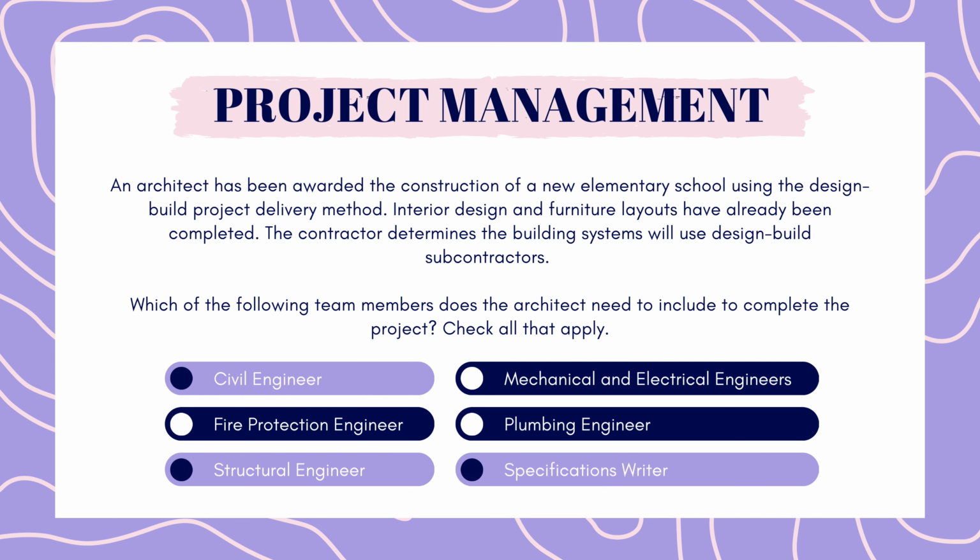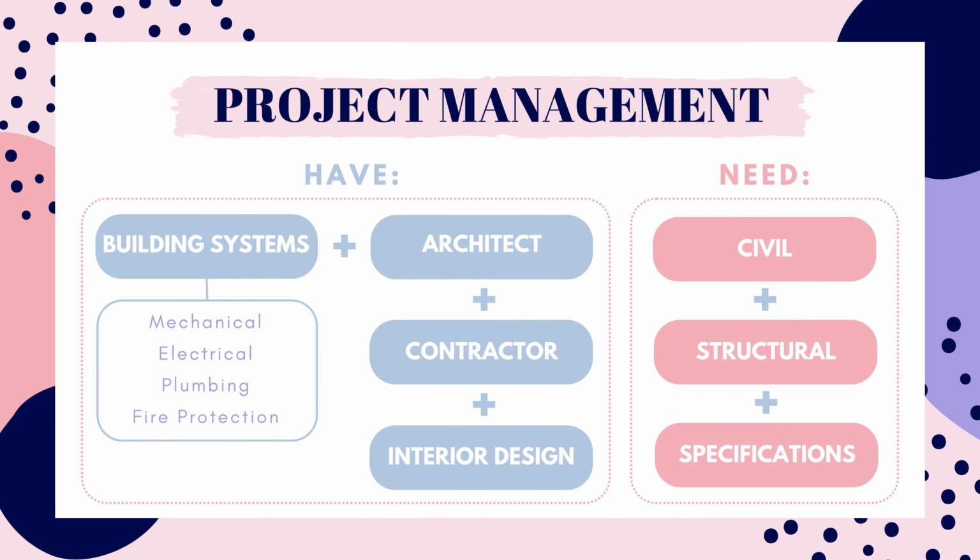And the answer is civil engineer, structural engineer, and a specifications writer. In this scenario, the architect and contractor are already on the team since it's a design-build project, and interior design has been completed. The contractor is using design-build subcontractors for the building systems, which includes mechanical, electrical, plumbing, and fire protection. Therefore, the remaining team members needed from the options that are listed are the civil engineer, structural engineer, and a specifications writer. A team member not listed as an option, but that would also be needed, is a landscape architect.